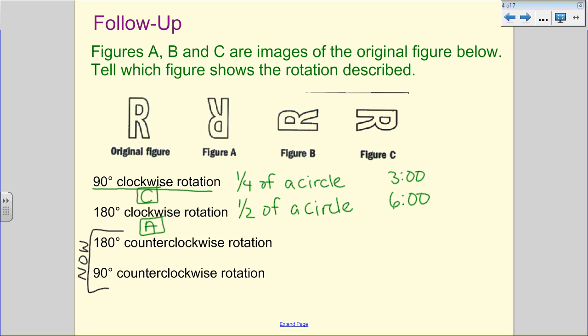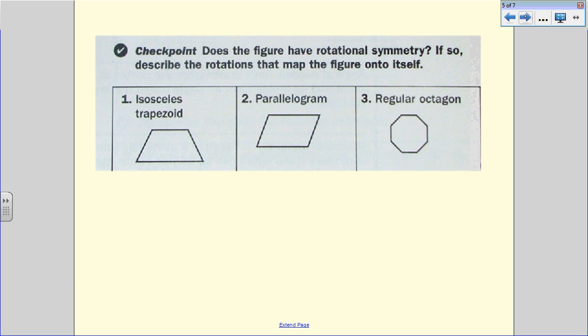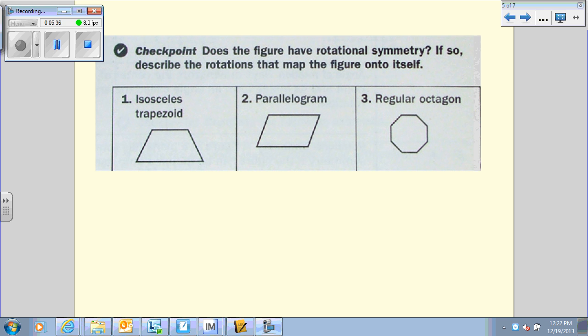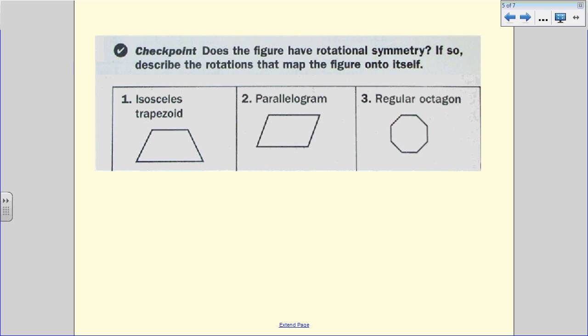You are going to do these now, and we will check in class. We'll go through those. That'll be part of what we do during the warm-up, or I'll come around and check with you. All right. Does the figure have rotational symmetry? We want to decide, can I turn it so that it maps onto itself? Well, I can't turn this in any direction less than 180 degrees and not end up looking differently. So for the trapezoid, that is no.